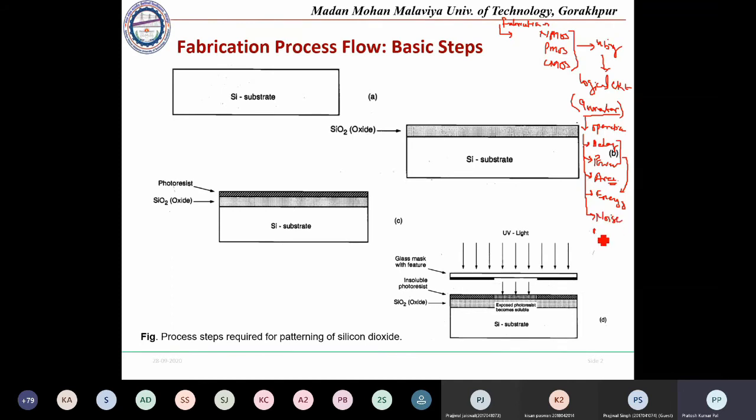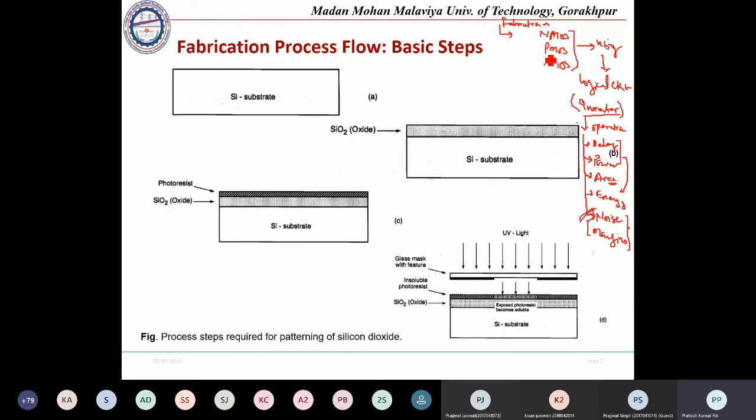So in the inverter circuit, we will be analyzing it for different parameters. The main focus will be on noise, like how noise will affect our circuit design. So we will see that. We will start with the fabrication process flow. There are some basic steps that are used to fabricate a basic device.